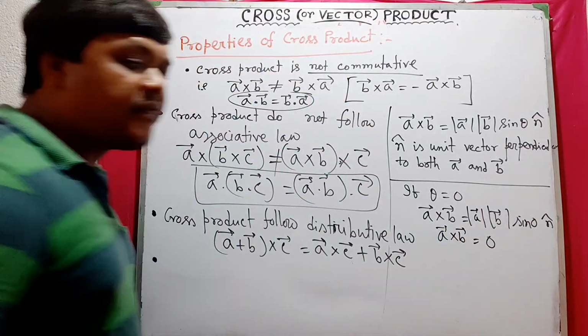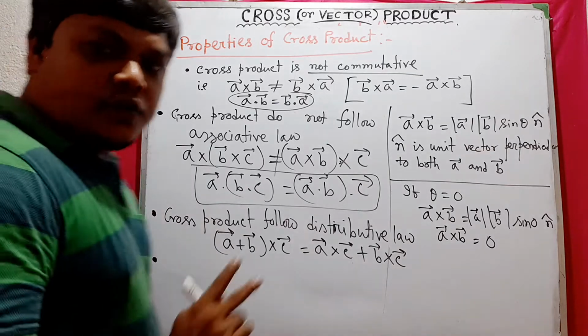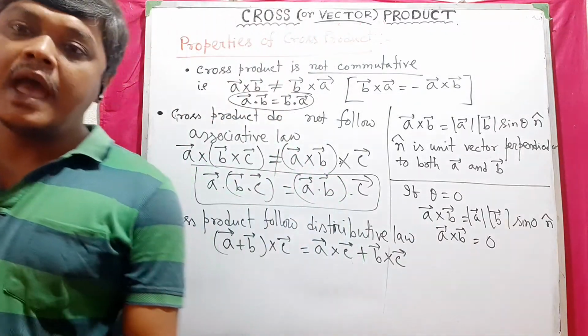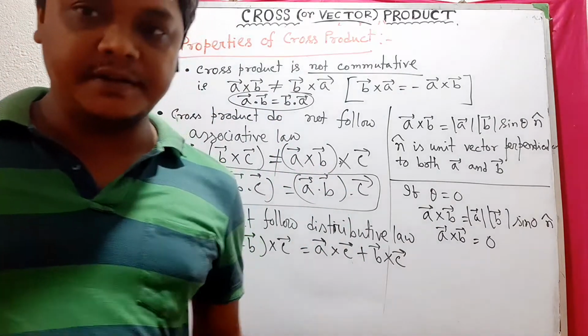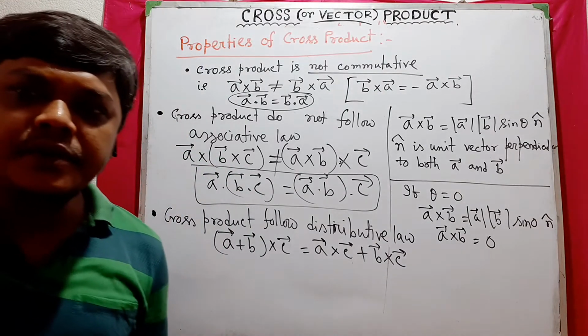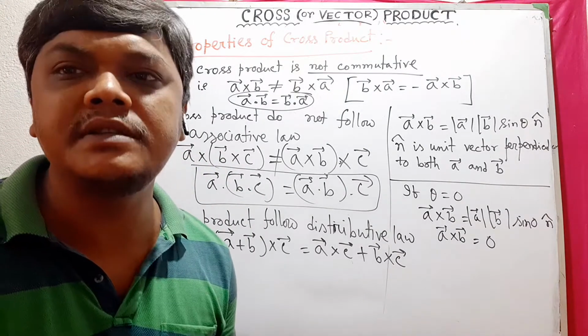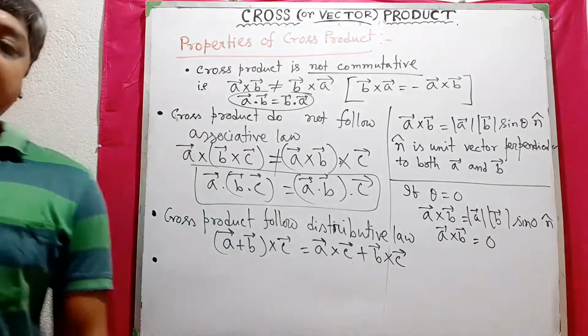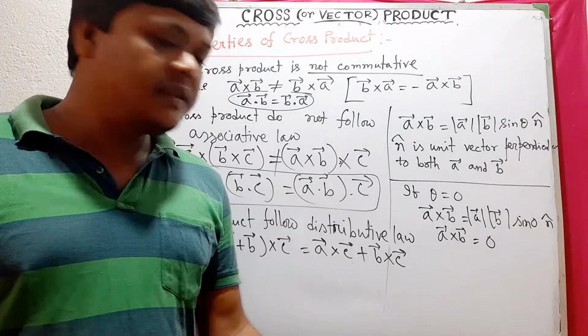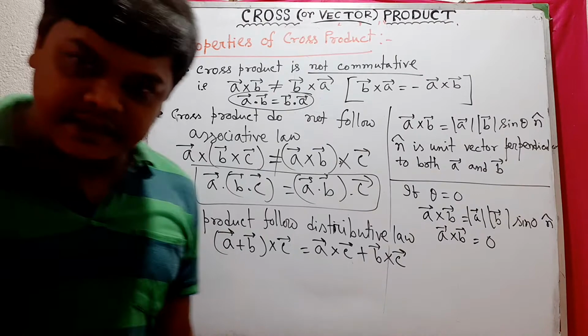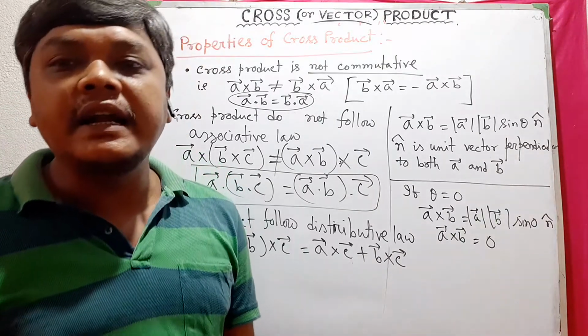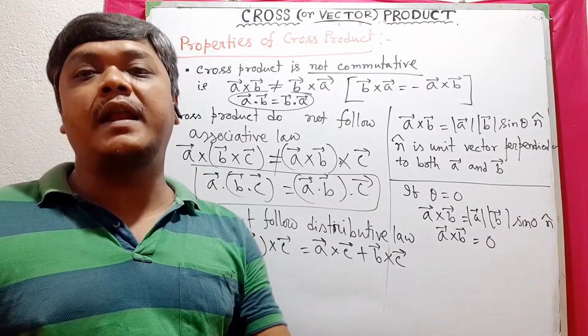And now we interpret it. Any two vectors are given to you and the vectors are parallel to each other. What is the angle between them? Of course, the angle between them is 0, and if the angle between them is 0, then their cross product is 0. So that is the condition of parallelism.